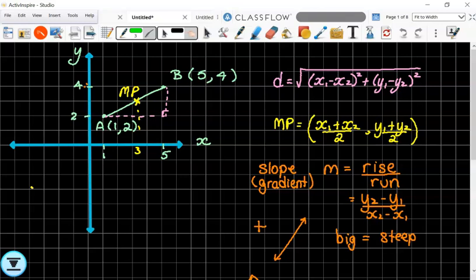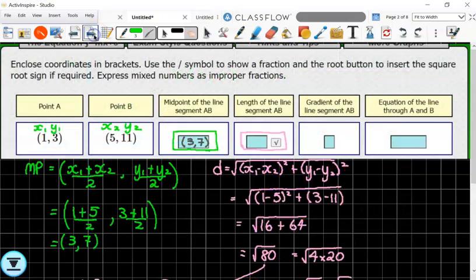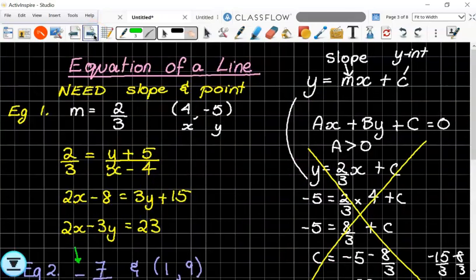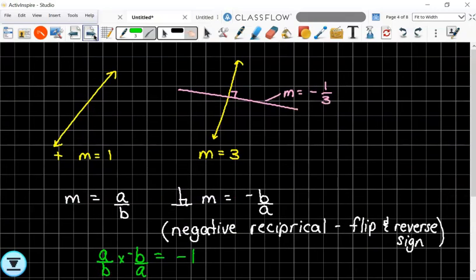Okay, so we're messing around with parallel and perpendicular lines, and who can remind me all about them? What's the deal with parallel lines? They run side by side to each other, and so they have the same slope. PP, parallel, perpendicular, SS, same.